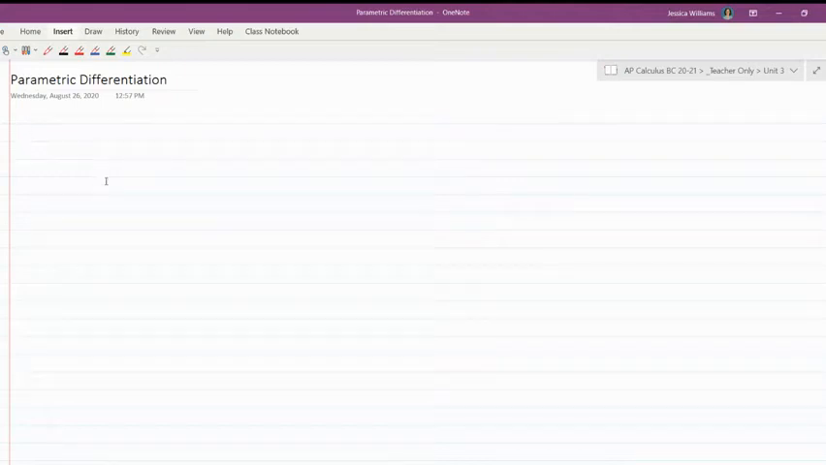Yay! Last bit of differentiation. This is the end of Unit 3. So at the end of this, you will theoretically be able to differentiate anything I give you. Unfortunately, good news, bad news, it's parametric differentiation.